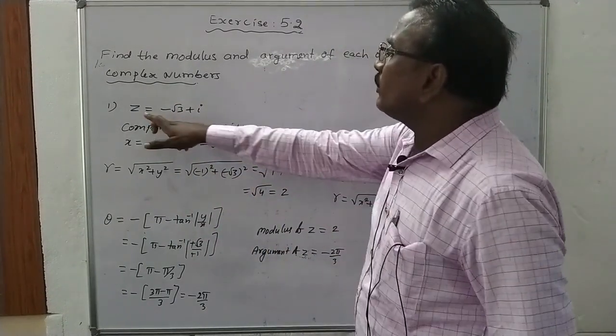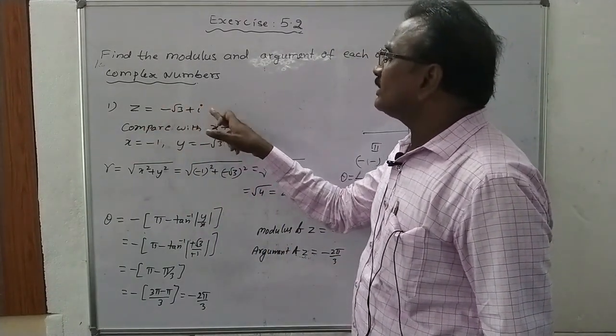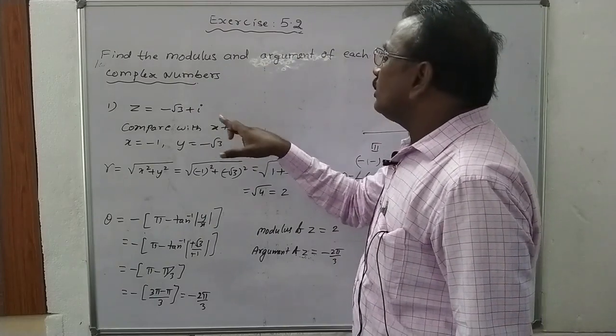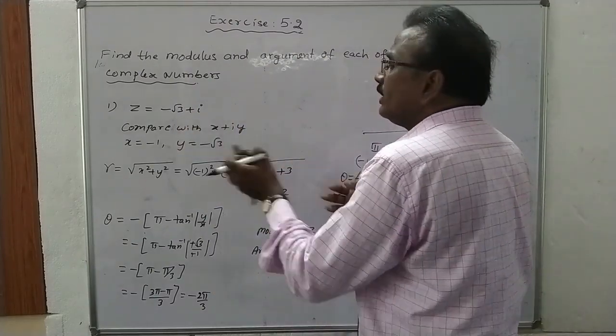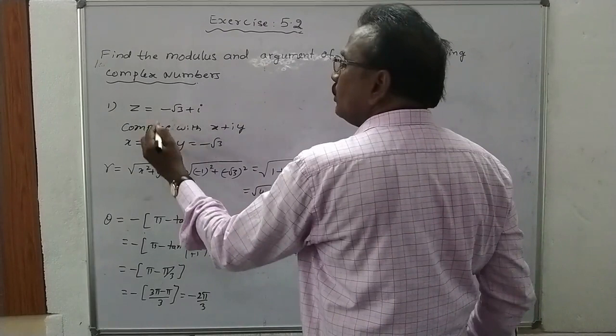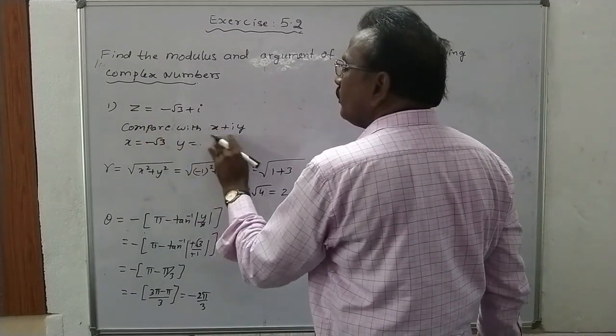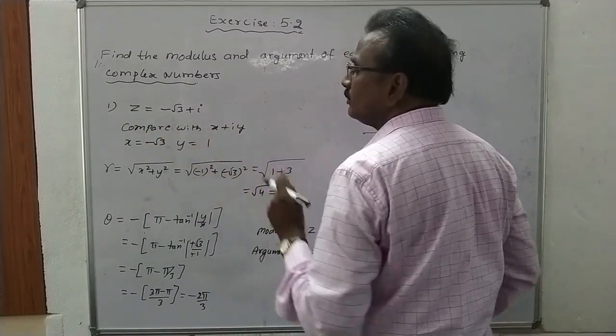So compare the given complex number z is equal to minus root 3 plus i with x plus iy form. Here what is x value and what is y value? X value is minus root 3 and y value is plus 1.